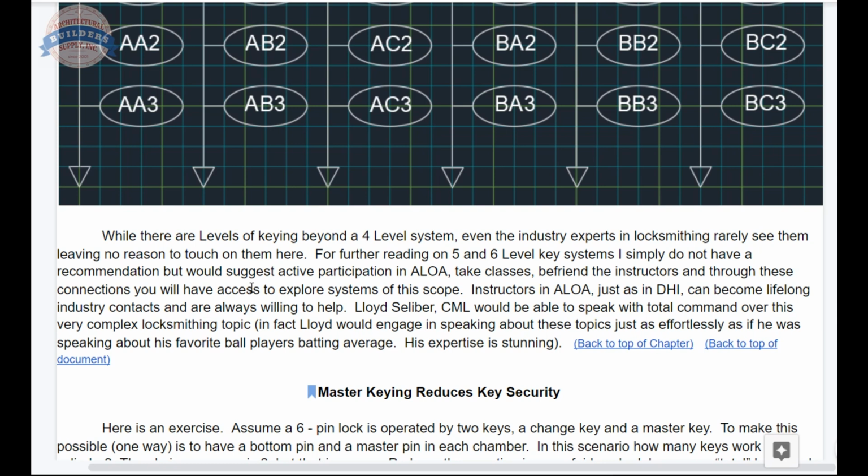Lloyd Celeber, CML would be able to speak with total command over this very complex locksmithing topic. In fact, Lloyd would engage in speaking about these topics just as effortlessly as he would speak about his favorite ball player's batting average. I don't know that he's a baseball fan. I imagine he is. His expertise is stunning. That's an understatement. As is everyone that I've encountered, but Lloyd is the focus of this chapter because he helped me with the SKD. Let's wrap up this video on camera.